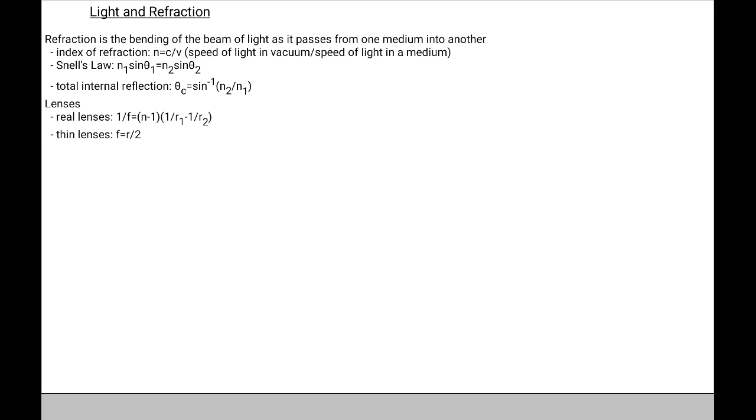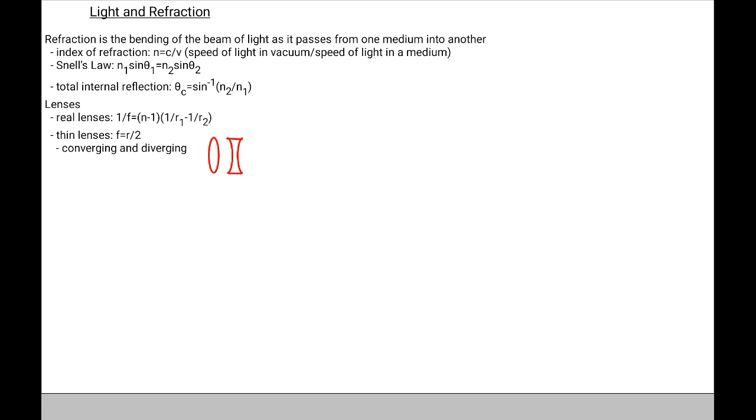Now, we will use thin lenses a lot more. And for thin lenses, just like with mirrors, the focal point will be halfway between the center of curvature and the lens itself, or the focal length will be radius over 2. So the two types of lenses we will look at are converging and diverging.